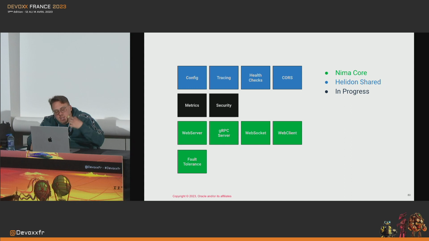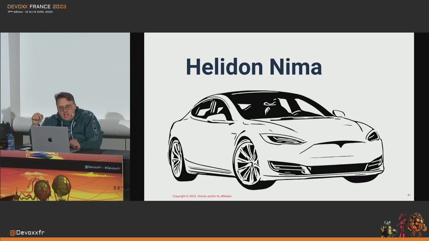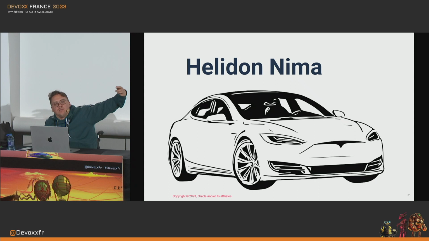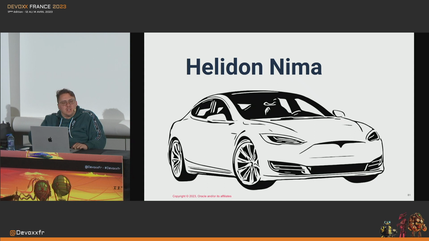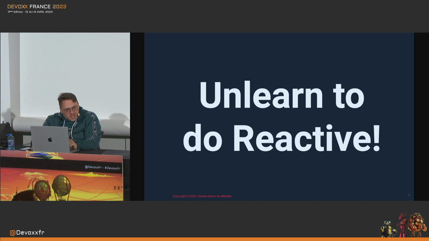And as a comparison to the car, Helidon Nima allows us to have a startup time like an electric car, which can accelerate in 2 seconds, like a Formula One car. But you can still turn on the radio and enjoy some comfort, not like in a Formula One car, which I don't understand how they drive. So you have a regular car, but with performance really close to Formula One. And you really have to unlearn doing reactive, because this is how you gather a lot of power.